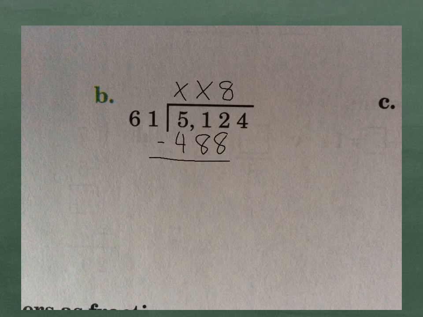Okay, 2 minus 8 you can't do, so we need to borrow from the 1. 12 minus 8 gives us 4. 0 minus 8 we can't do, so we got to borrow from the 5. 10 minus 8 we get 2. So 24, and that's less than our 61, so we're doing good. Let's bring down our 4.